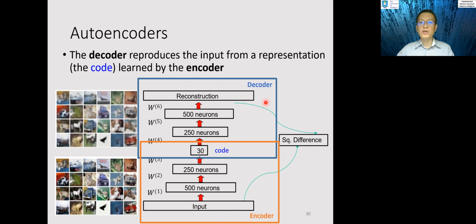And the loss function is trying to minimize the squared differences between the reconstructed image and the input image, for example. Therefore, in this autoencoder, the decoder is trying to reproduce the input from that learned representation from the encoder.